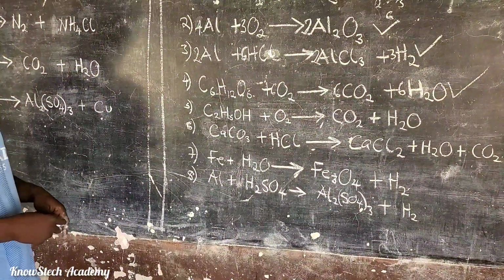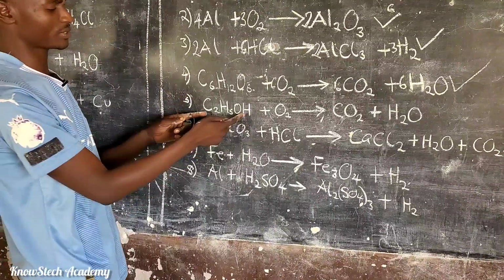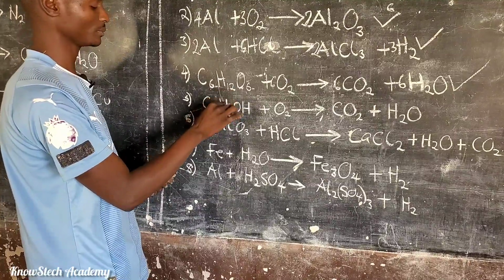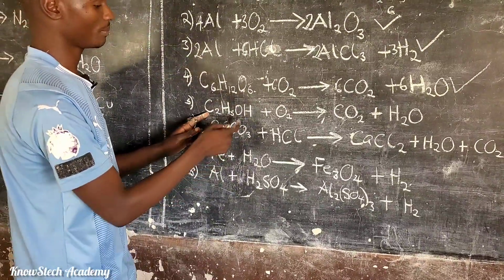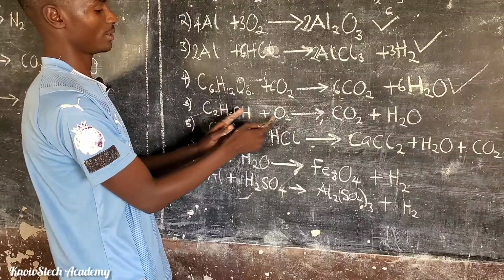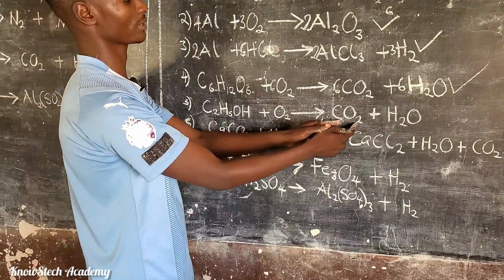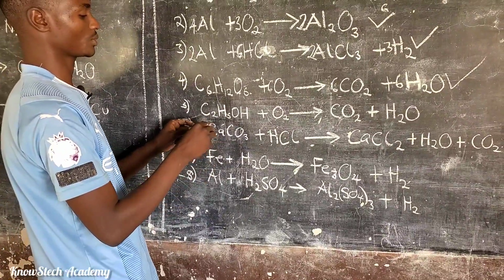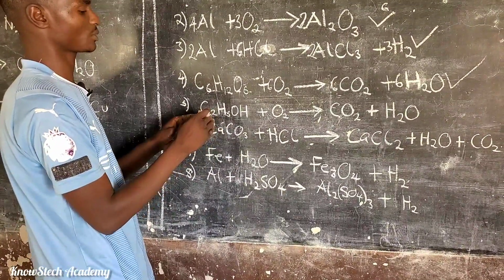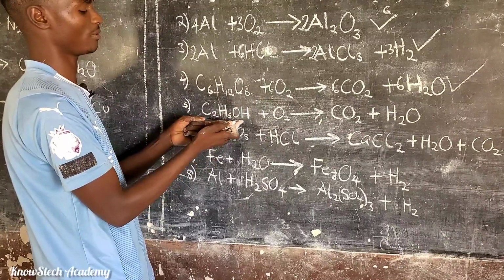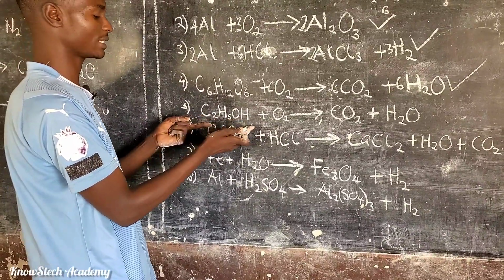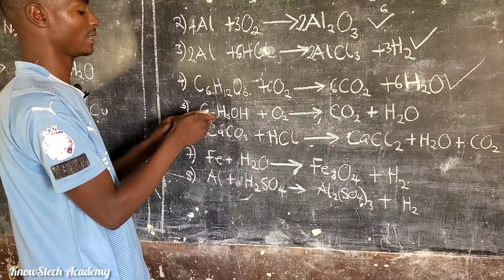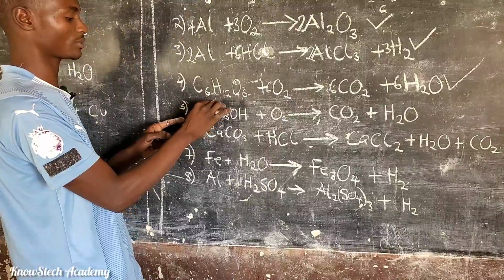Okay? We go to the next. What's the name of this compound? Ethanol, right? Yes. All right. So, ethanol reacting with oxygen to form carbon dioxide and water. So don't worry even if you don't know the name of the compound. When it comes to balancing, the name of the compound doesn't matter. What matters are the individual atoms that are involved.